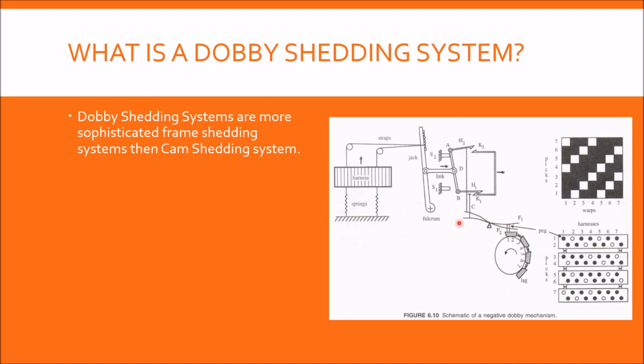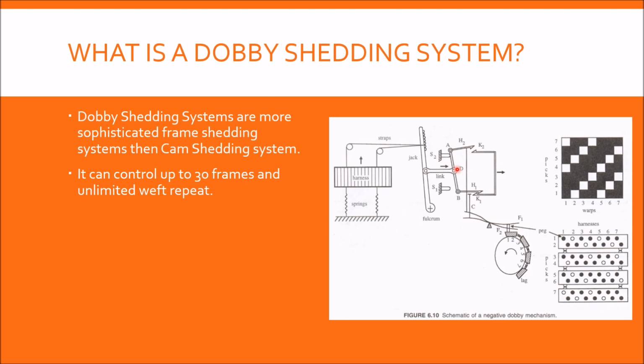So this independence from other frames gives a sophistication to the Dobby system, that we can lift a frame whenever we require, and we lower the frame whenever we require. It does not bind because of being on the same shaft. So this is more sophisticated than the cam shedding system, and it also makes it possible for us to have a very large number of frames, maybe up to 30 frames is possible.